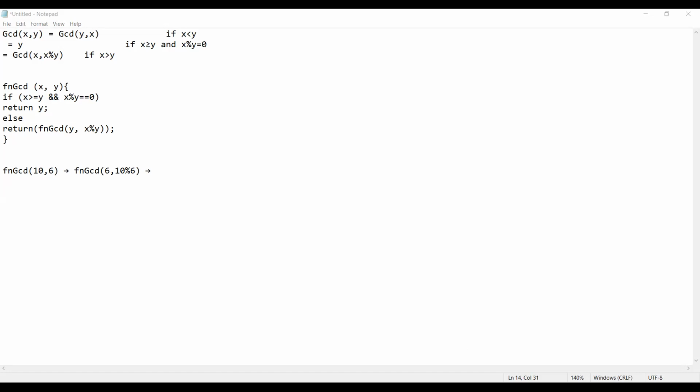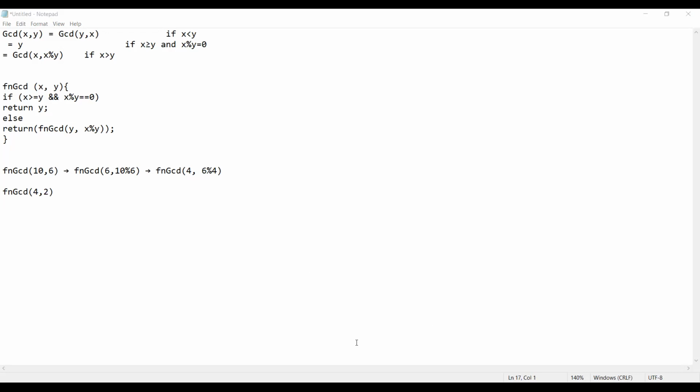So I write down this thing. Now, as here 4 is greater than 2 and 4 mod 2 is equal to 0, so fn GCD(4, 2) will return 2. So I write down this thing in the notepad. So finally this is fn GCD(4, 2), so this will return 2.